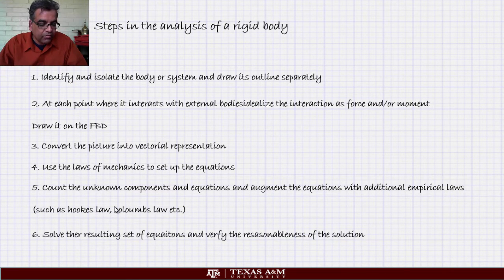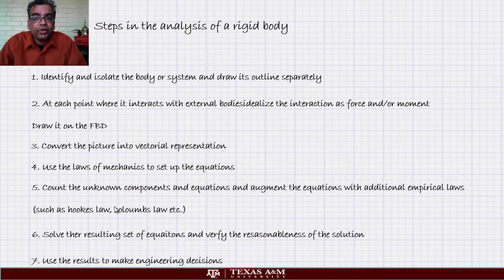Last thing is, we got to solve the resulting set of equations and verify the reasonableness of the solution. So items 1 through 6 are what we need to do to analyze it. Item 7 is what you do with the result. You have to use the result to make engineering decisions, and usually you don't need very accurate results to make engineering decisions unless it's a very special case. Okay, this 7-step deal is what we have been talking about for quite a while. Now we are going to apply it to real world rigid bodies.